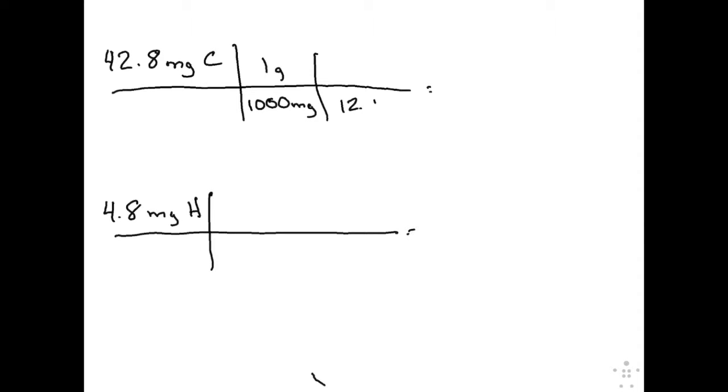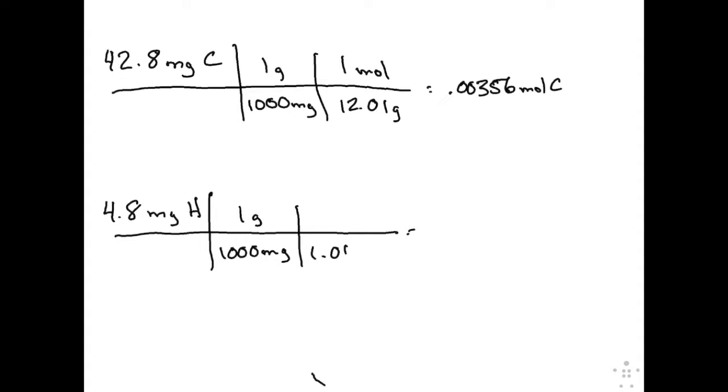And then for carbon, 12.01 grams per 1 mole. So when you carry that through, you're going to get 0.00356 moles of carbon. For hydrogen, we got 1,000 milligrams in a gram. And then we've got 1.01 grams per 1 mole. That's going to give us 0.00475 moles of hydrogen.